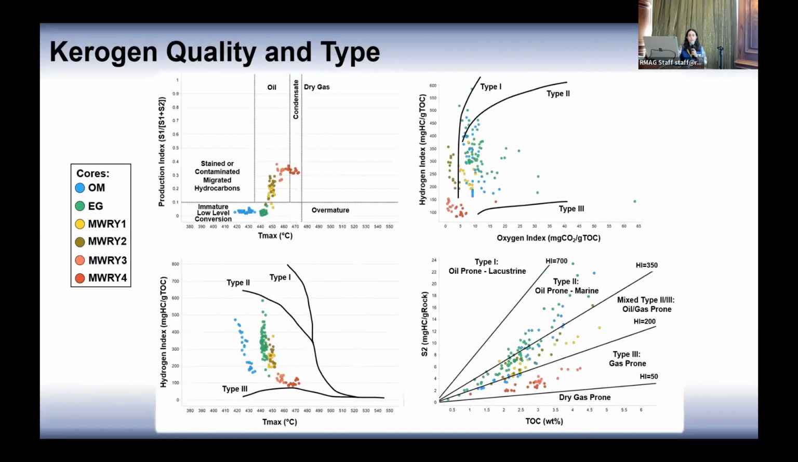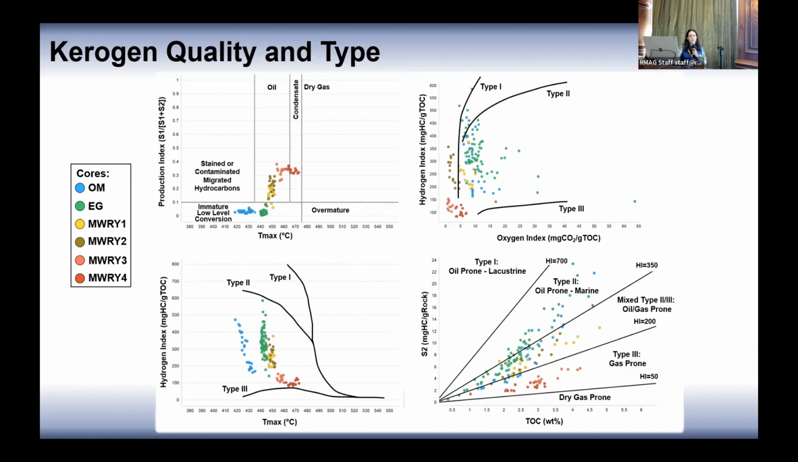In terms of kerogen quality and type, we already talked about this. It's predominantly a mix of type 2 and 3. These samples down here are plotting in this gas-prone area, but that's really just because they're higher maturity samples. So by and large, throughout this basin, you're dealing with an oil-prone source rock with a very minor contribution of some land-derived material as well.